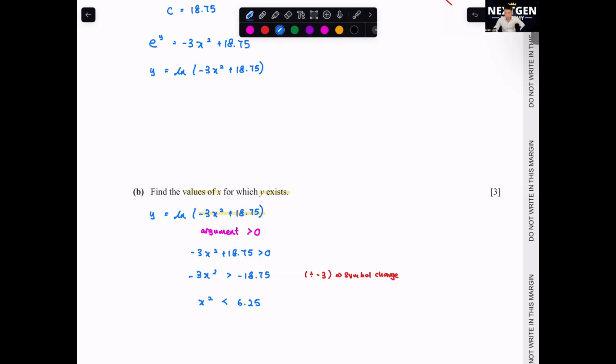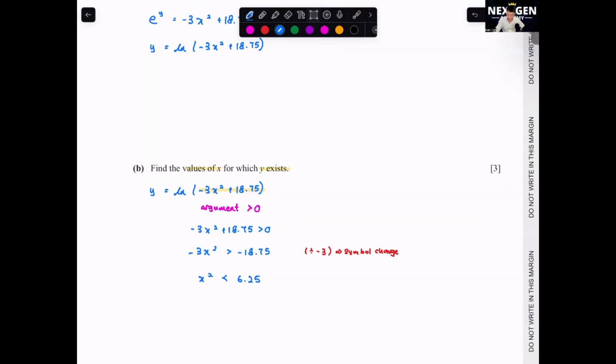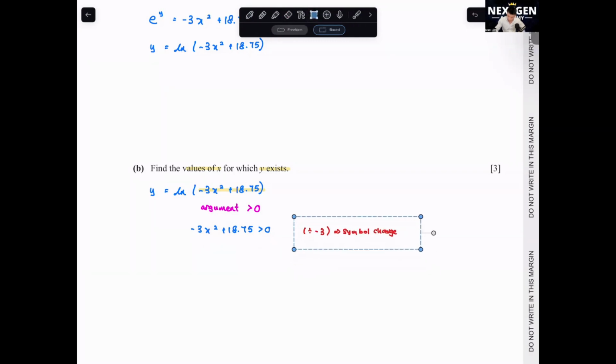Okay, maybe we don't do this method because I think most of you would keep it on the left hand side. Sorry, my bad, because this one is an inequality. We erase this part here. From here, this is a quadratic. I want you to divide this whole thing by negative 3 first. So x squared, 18.75 divided by negative 3, this one is minus 6.25, less than 0. Actually, it's the same thing.